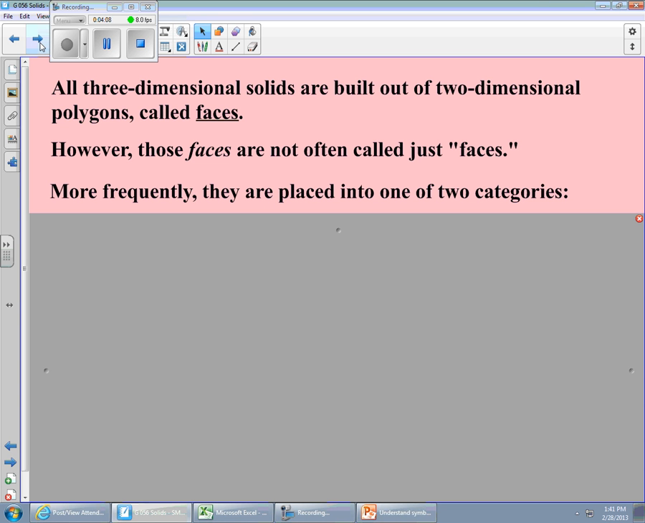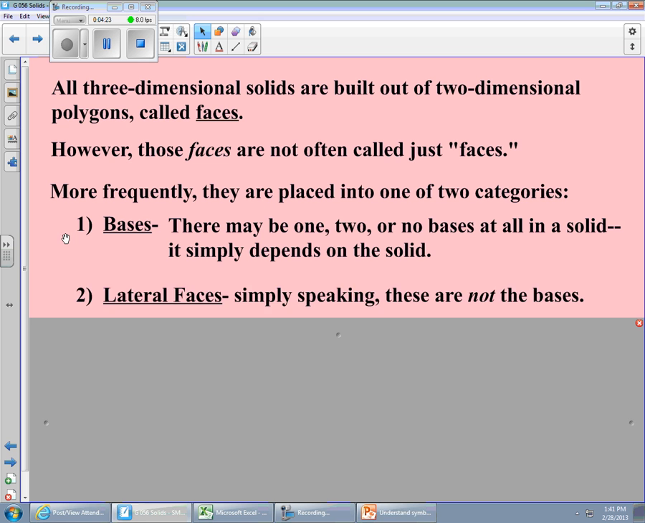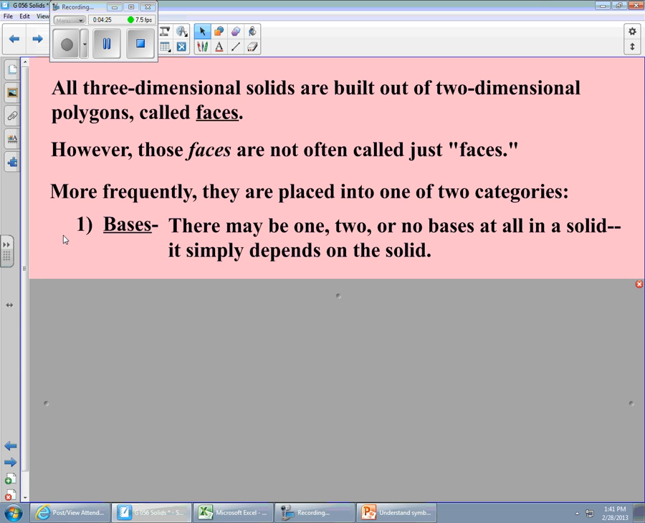The only time you typically hear the term just generically faces is if a question simply refers to how many faces a solid may have. Now back to the two different categories of faces. The first that we're going to look at are what we call the bases of the solid. Now we're going to get a better definition of bases here in a little while, but for right now, just understand that in a solid, you may have one base, you may have two bases, or you may not have any bases at all.